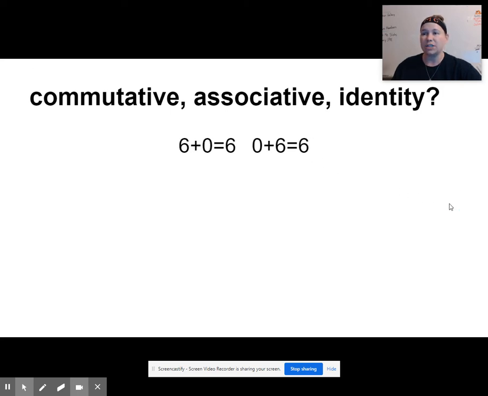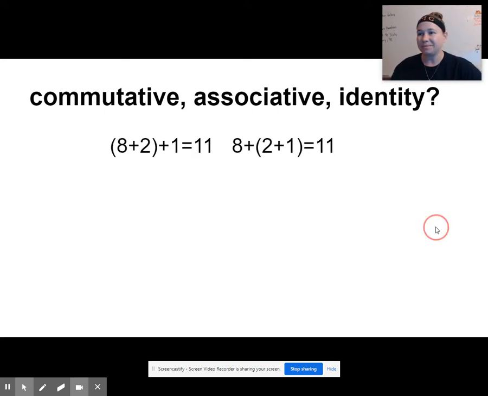All right, let's look at this one. How about 6 plus 0? Well, that 0 means it's the identity property. Did you think to yourself this is the commutative property because the order doesn't change? You're right. It's also the commutative because there are two equations up there. How about this one?